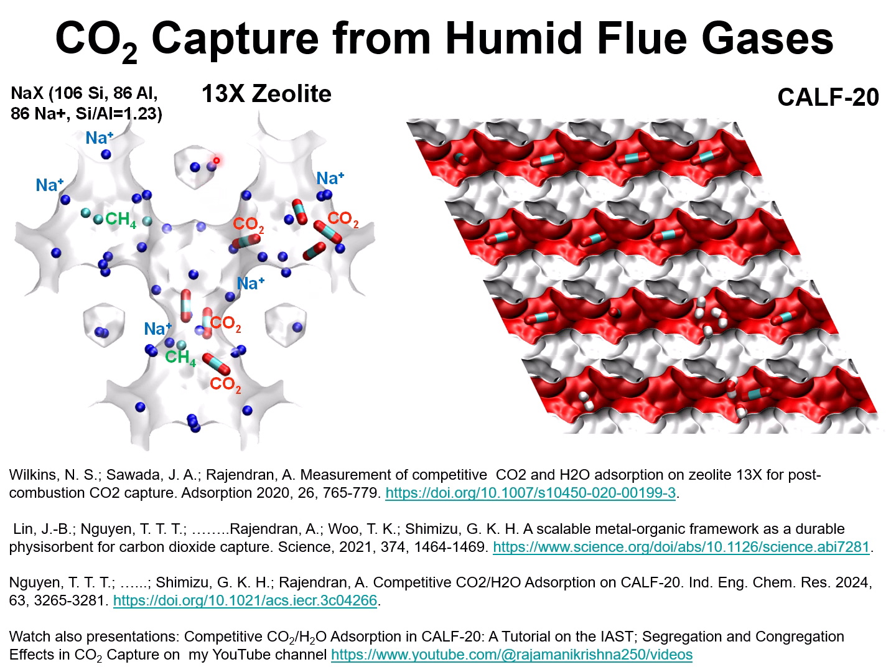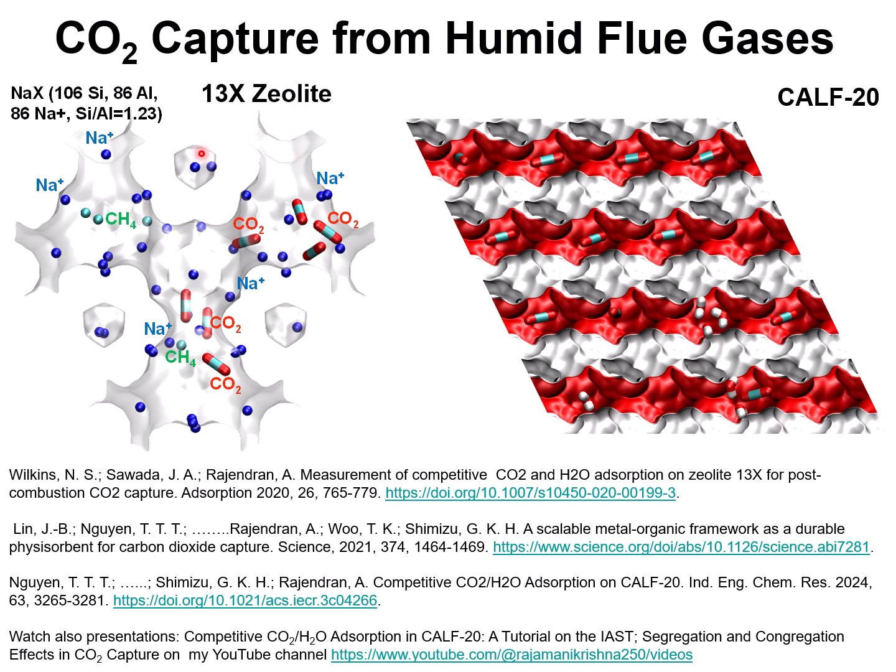For CO2 capture from humid flue gases, pressure swing adsorption technology offers significant energy savings with respect to conventional amine absorption technologies. Two important candidate adsorbents are 13X zeolite and CAF20.